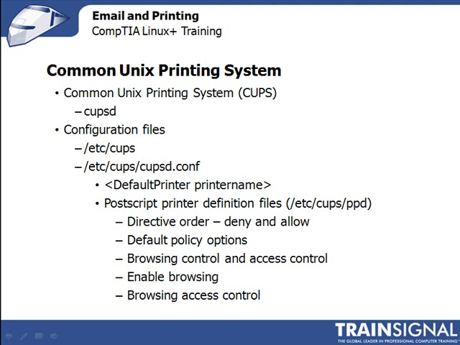And additional options are stored in PostScript printer definition files, named after the queue, and are stored in /etc/cups/ppd. Settings for each printer section of the configuration file could include directive orders like deny and allow, default policy options, browsing control, which indicates from whom it can accept browsing requests, access control, which usually mirrors browsing controls. Then you also have enable browsing and browsing access control, which controls the broadcast address.